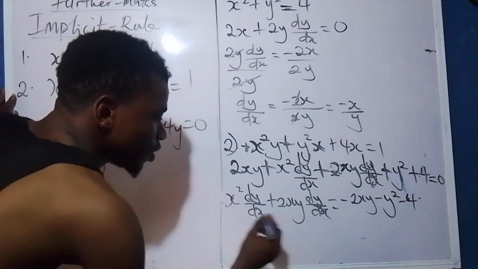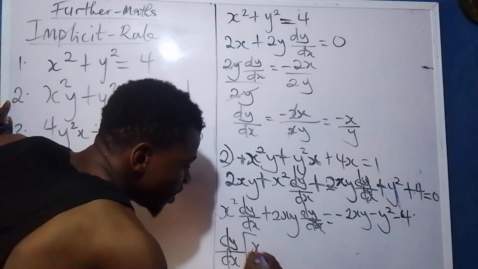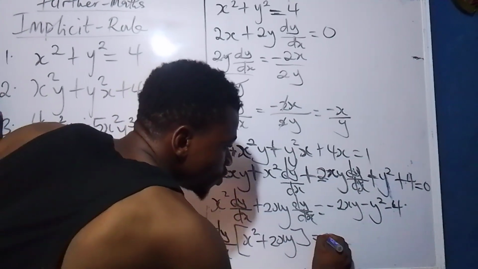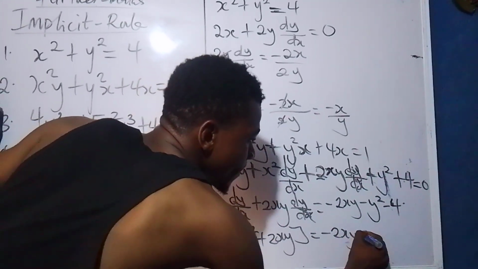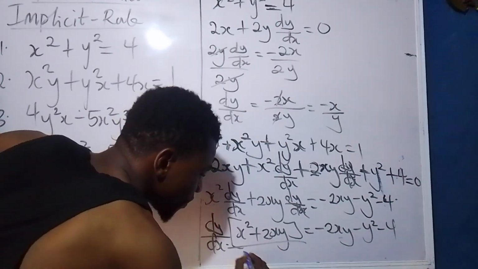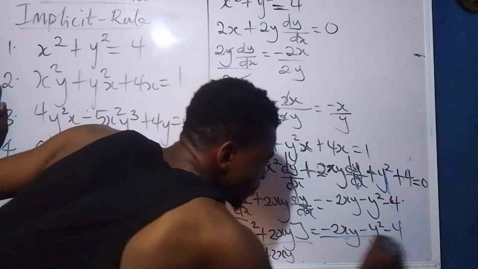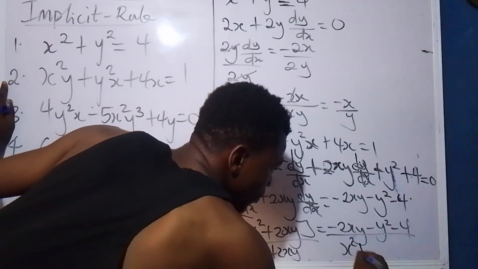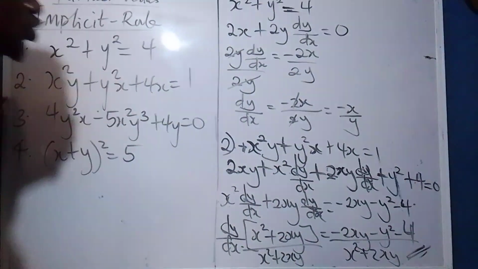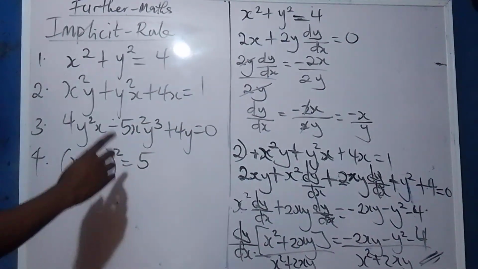Then I will now factorize. So if I factorize, dy over dx is common. Then I'm left with x squared plus 2xy equals to minus 2xy minus y squared minus 4. So I'll divide both sides by x squared plus 2xy. So this is our final answer to this number 2 question. This is how to use implicit differentiation. So I'll be solving number 3 and number 4.